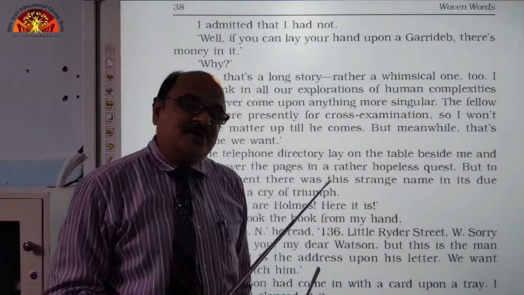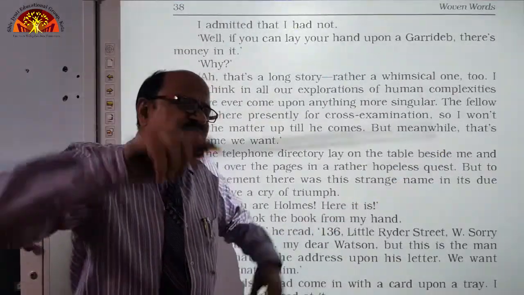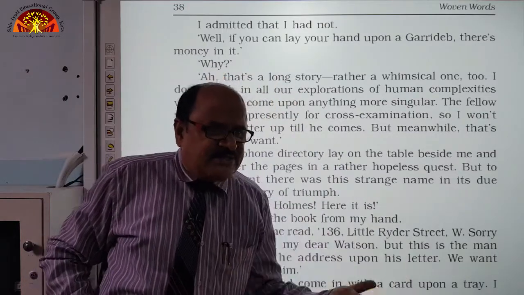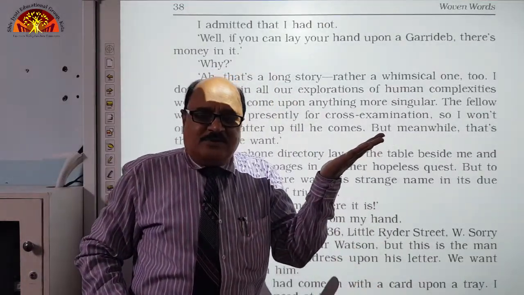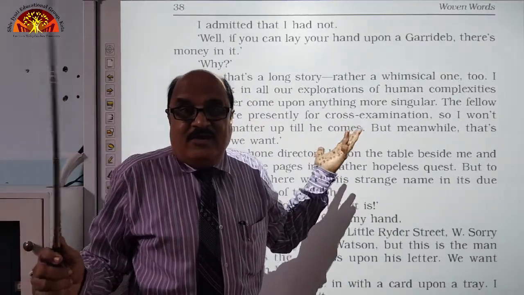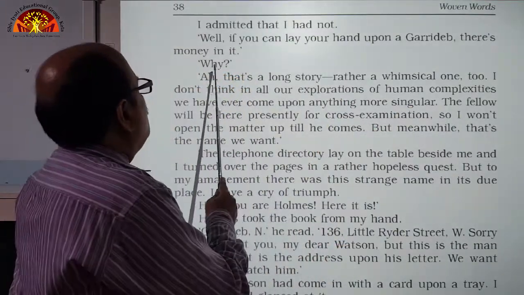So, Watson, if you find the name Gaideb in the telephone directory, that means if we successfully find a person having the same name Gaideb, right? So, we can have a lot of money. We can mint money. But why?